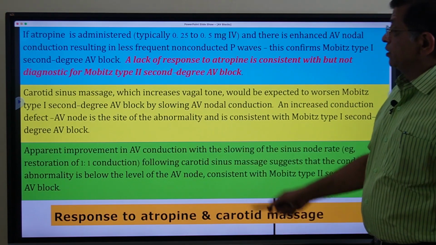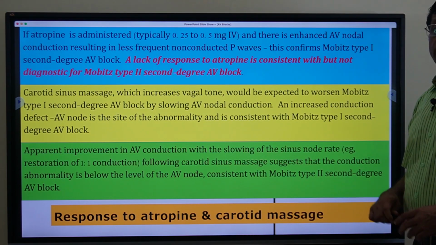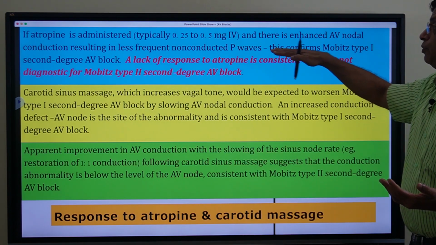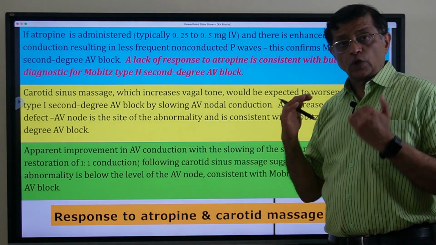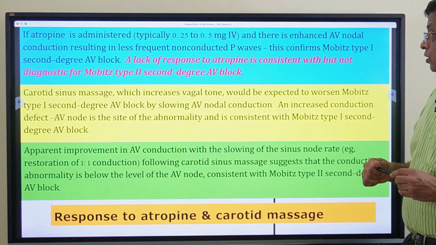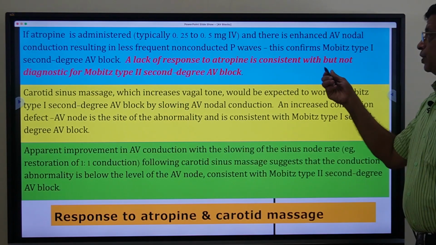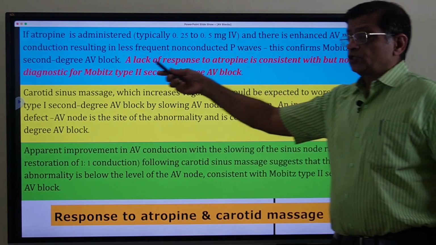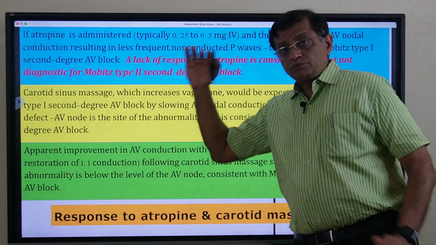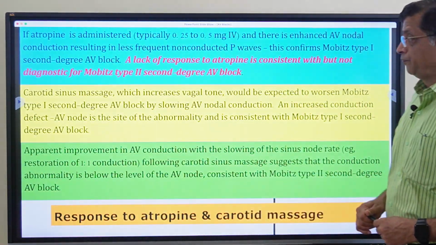Atropine is a vagolytic. If you give about 0.5 milligram atropine IV, then atropine will increase the AV conduction. So the non-conducted P waves will reduce. It will reduce the frequency of non-conducted P waves, so it will actually improve the Mobitz type 1 AV block. If this does not happen, a lack of response to atropine is consistent with Mobitz type 2 AV block. This is not confirmatory, but it is more likely that the problem is below the level of the AV node. So more likely to be Mobitz type 2 AV block.